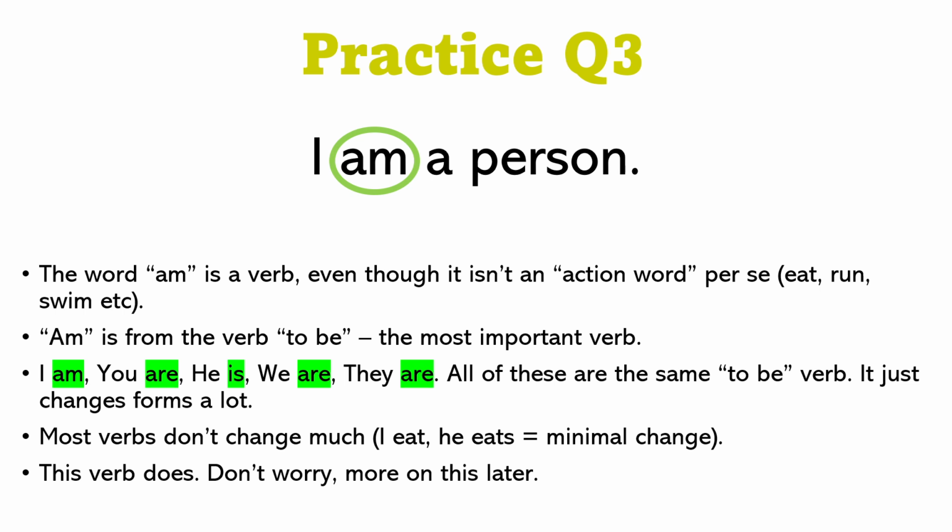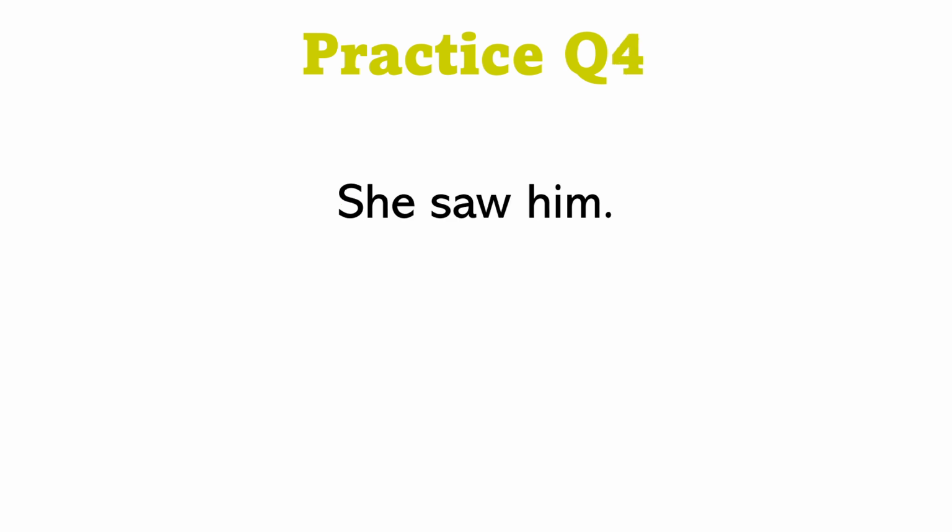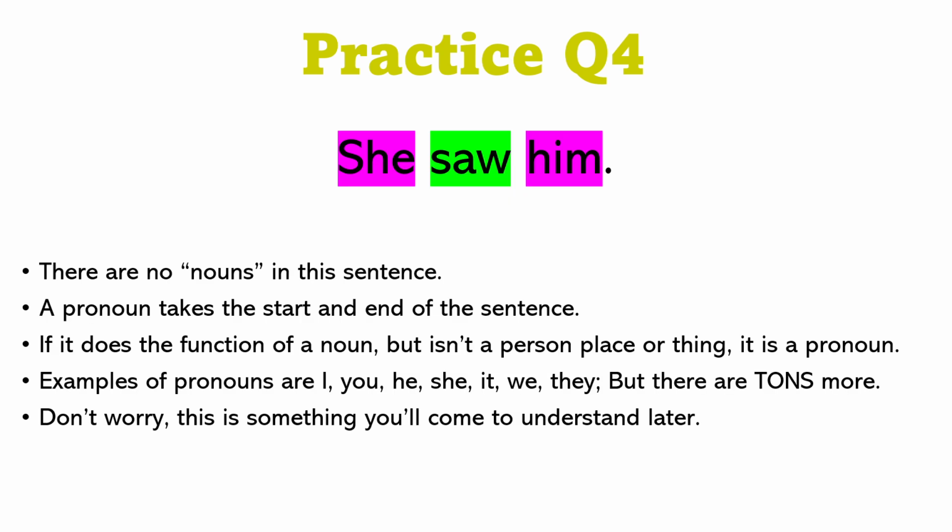We'll go on to practice question 4. She saw him. Pretty straightforward. So there are no nouns in this sentence because we haven't actually mentioned a thing. We've used two different pronouns. So she is obviously a pronoun. It's referring to someone that's a girl, but it's not saying who the person is in particular. Presumably a person. But yeah, saw is the verb. It is you seeing something, that is the action. And then him is the pronoun as well. So in this one, it is a pronoun seeing a pronoun. There's no nouns involved.